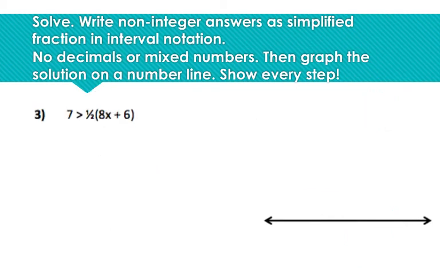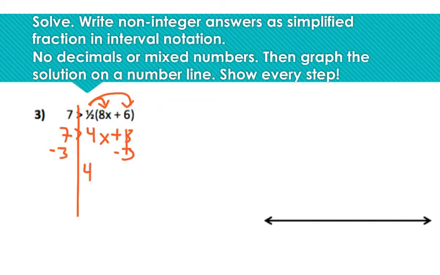Number 3, again we're going to start by drawing our line down from our inequality sign. Here again we have distributive property, so 1/2 times 8x would give us 4x. 1/2 times 6 is going to be 3. Now bring down our inequality sign and the 7. Next we're going to do the opposite of adding 3. So we're going to subtract 3 on both sides of our inequality.